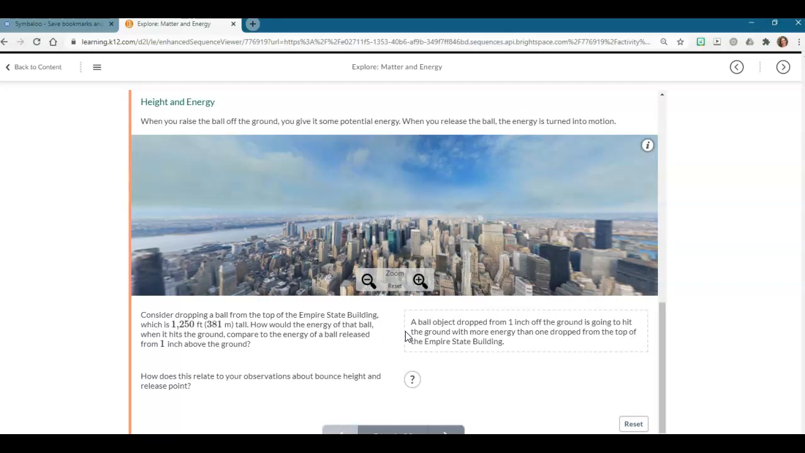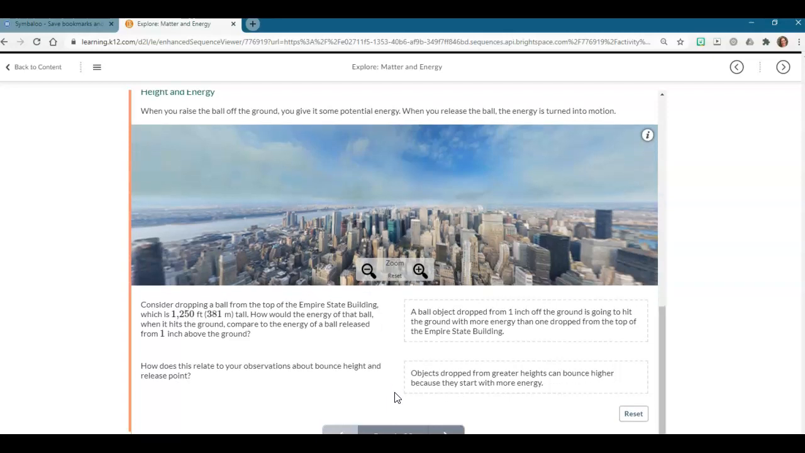So how does this relate to your observations about the bounce height and the release point? So objects that are dropped from greater heights can bounce higher because they start with more energy. So that makes sense.